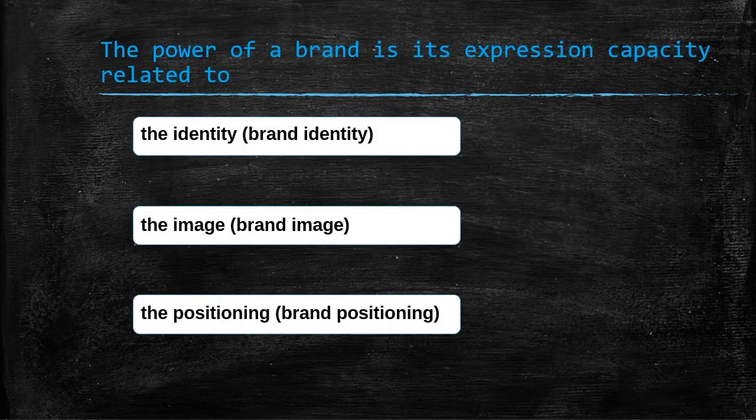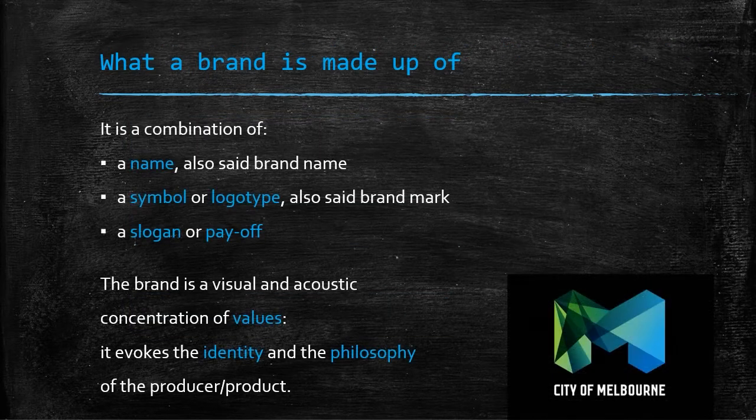The power of a brand is its expression capacity related to the identity, brand identity, the image, brand image, and the positioning, brand positioning. We can define the brand identity as the set of expressive elements used to transfer the values. We talk about the brand image by referring to what the consumers perceive about the brand. We speak about the brand positioning by referring to the enhancement of the distinctive attributes of the brand face to potential buyers.